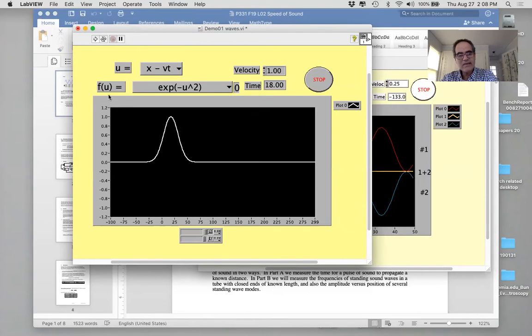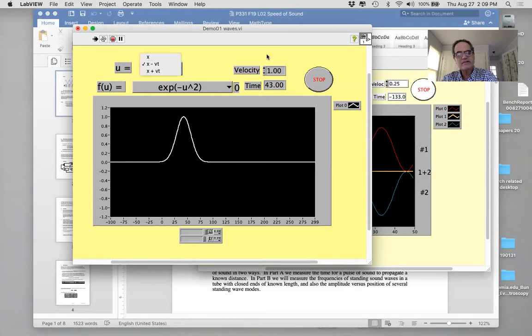So let's look at an example. Suppose that my function, f of u, is a Gaussian function, e to the minus u squared. If I run this, you can see that that dependence, u equals x minus vt, gives us a wave that travels through space at velocity v. Okay? And if you think about it, that's just what you expect. If at t equals 0, our function peaks at a certain position, then as t gets larger and larger, the peak will occur later and later, or further and further from the origin.